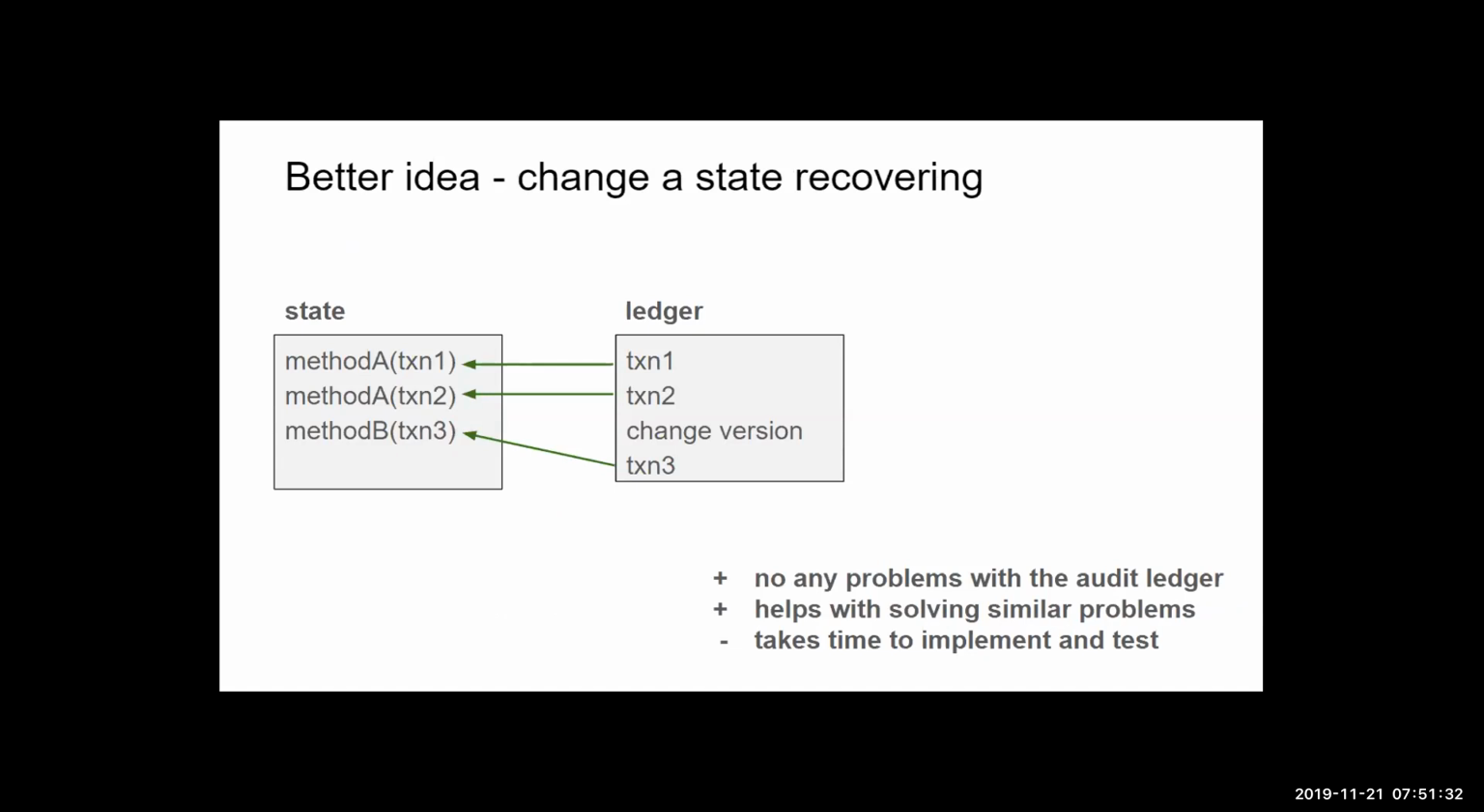Thus, each transaction will be restored in the way that was used for its version. If a transaction was added to the state of node 1 using method A, then after updating the pool and joining a new node 2, for example, transaction 1 will also be entered into the state using method A.